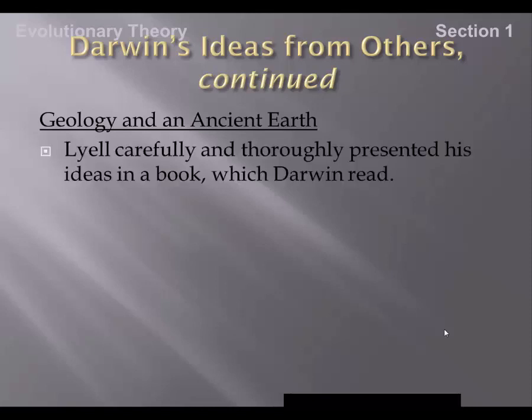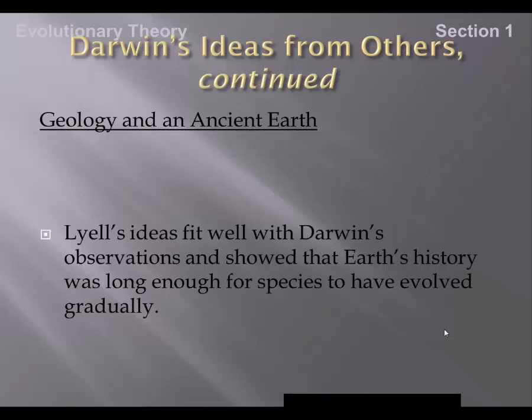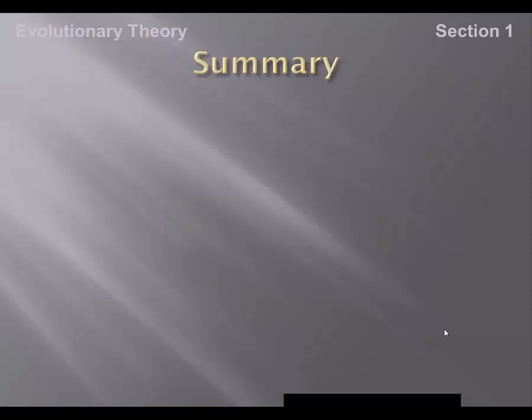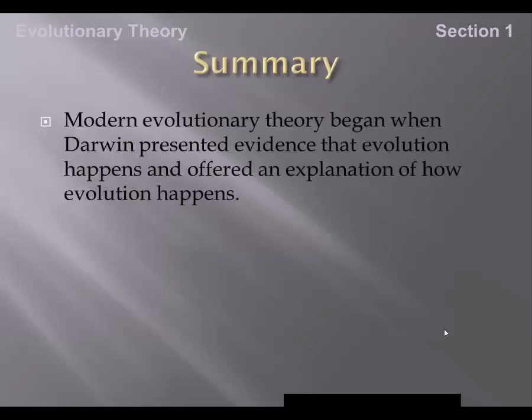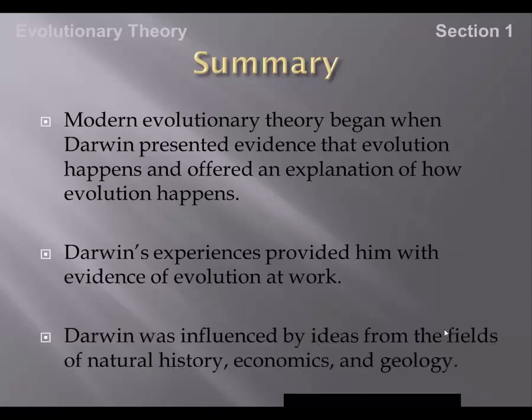Lyell carefully and thoroughly presented his ideas in a book that Darwin read. Lyell's ideas fit well into Darwin's observations, and they showed that the Earth's history was long enough for a species to have evolved gradually, which is what Darwin believed. So our summary: modern evolutionary theory began when Darwin presented evidence that evolution happens and offered an explanation for how evolution happens. Darwin's experiences provided him with evidence of evolution at work. Darwin was influenced by ideas from the fields of natural history, economics, and geology.